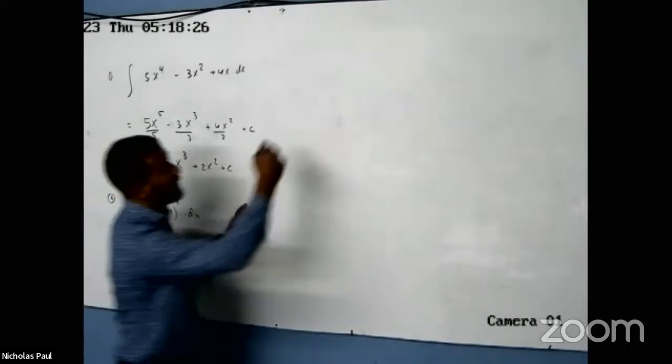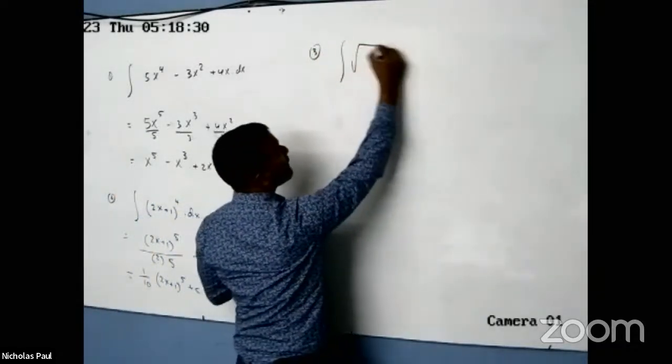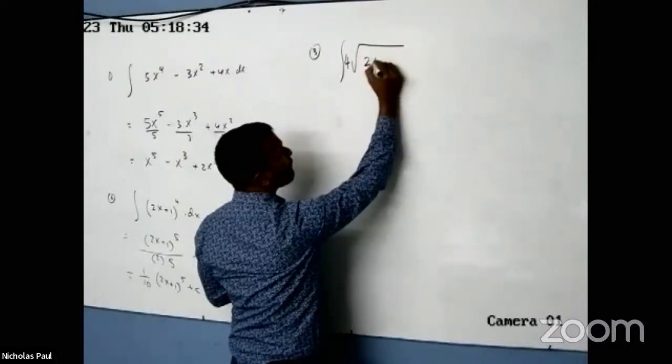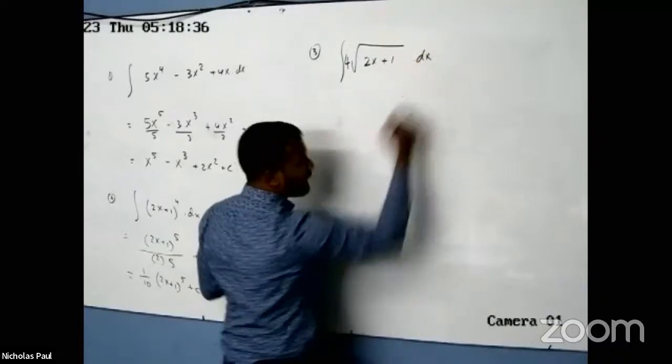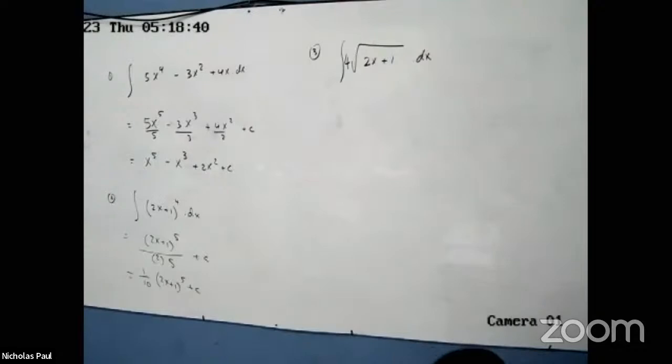Right? Try this next one here. I must give one with a square root. Integrate 4 by the square root of 2x plus 1. Integrate that fast. Right? Integrate the bracket and differentiate. All right, good job.